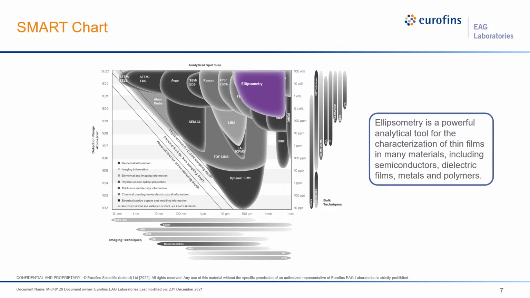As you can see in the chart, ellipsometry can measure large to moderately small areas. Also, volume concentration detection limits are average, but it should be noted that surface concentrations of the order of 0.1 monolayer can be readily detected.